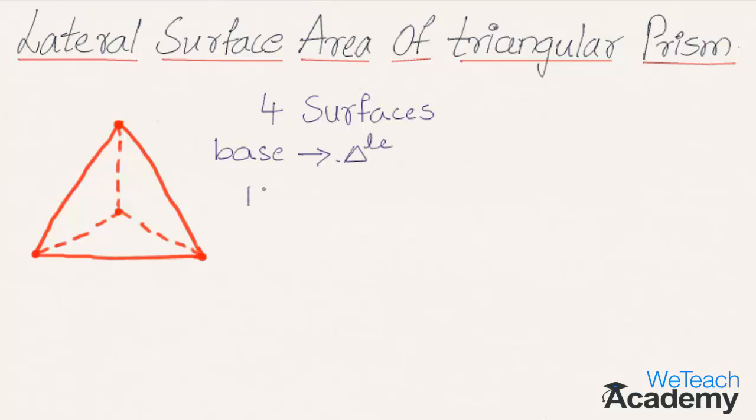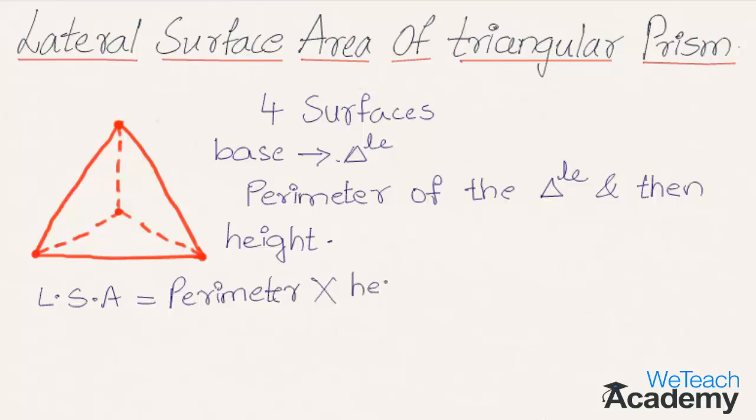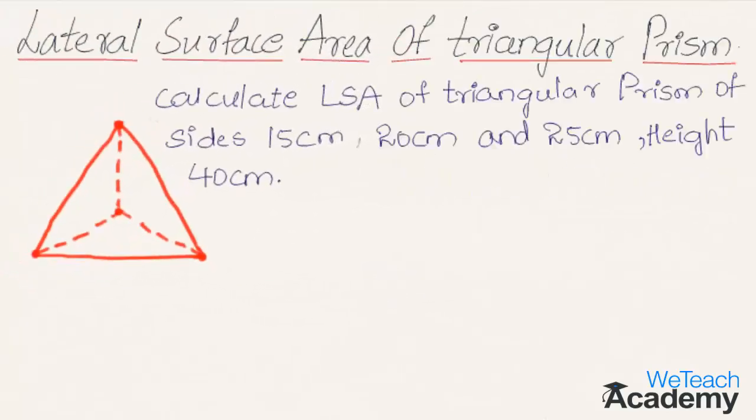Let us consider the perimeter of the base of the triangular prism and the height of the triangular prism in order to find the lateral surface area. Hence the lateral surface area is given by the formula: perimeter of the base of the prism into its height. And now let us proceed and discuss a few examples on this formula.